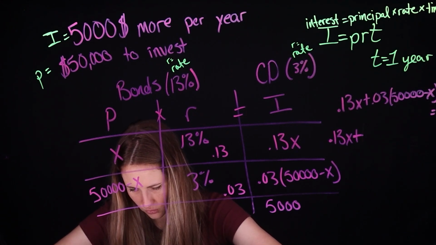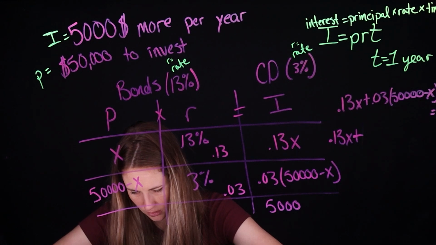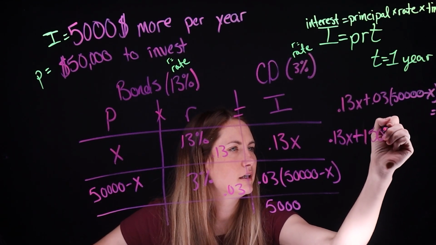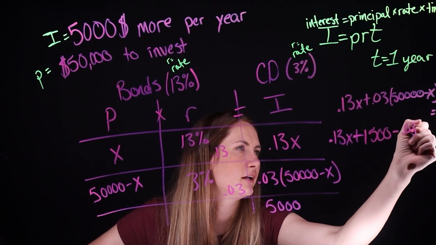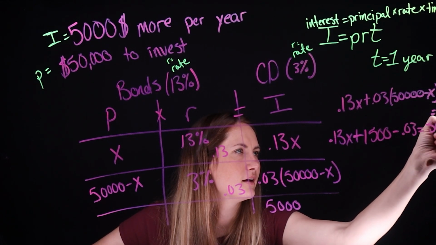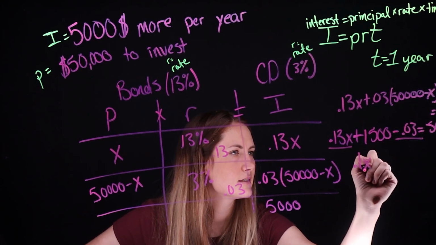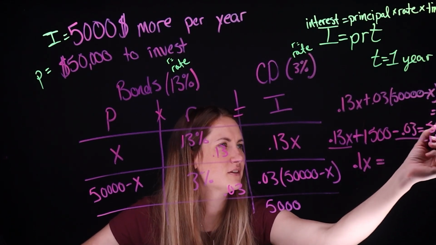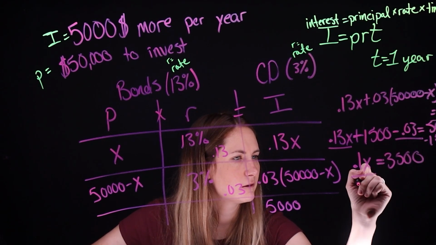50,000 times 0.03 is $1,500. Okay, so 1,500, and then I have 0.03 times this subtract, so it's going to be a negative 0.03x, equals 5,000. I'm going to combine my 0.13x and this, so I'm going to have 0.1x. I'm going to subtract my 1,500 over here, trying to get it out from the side. So 1,500 from 5,000 would give us 3,500, and then I'm going to divide by 0.1.